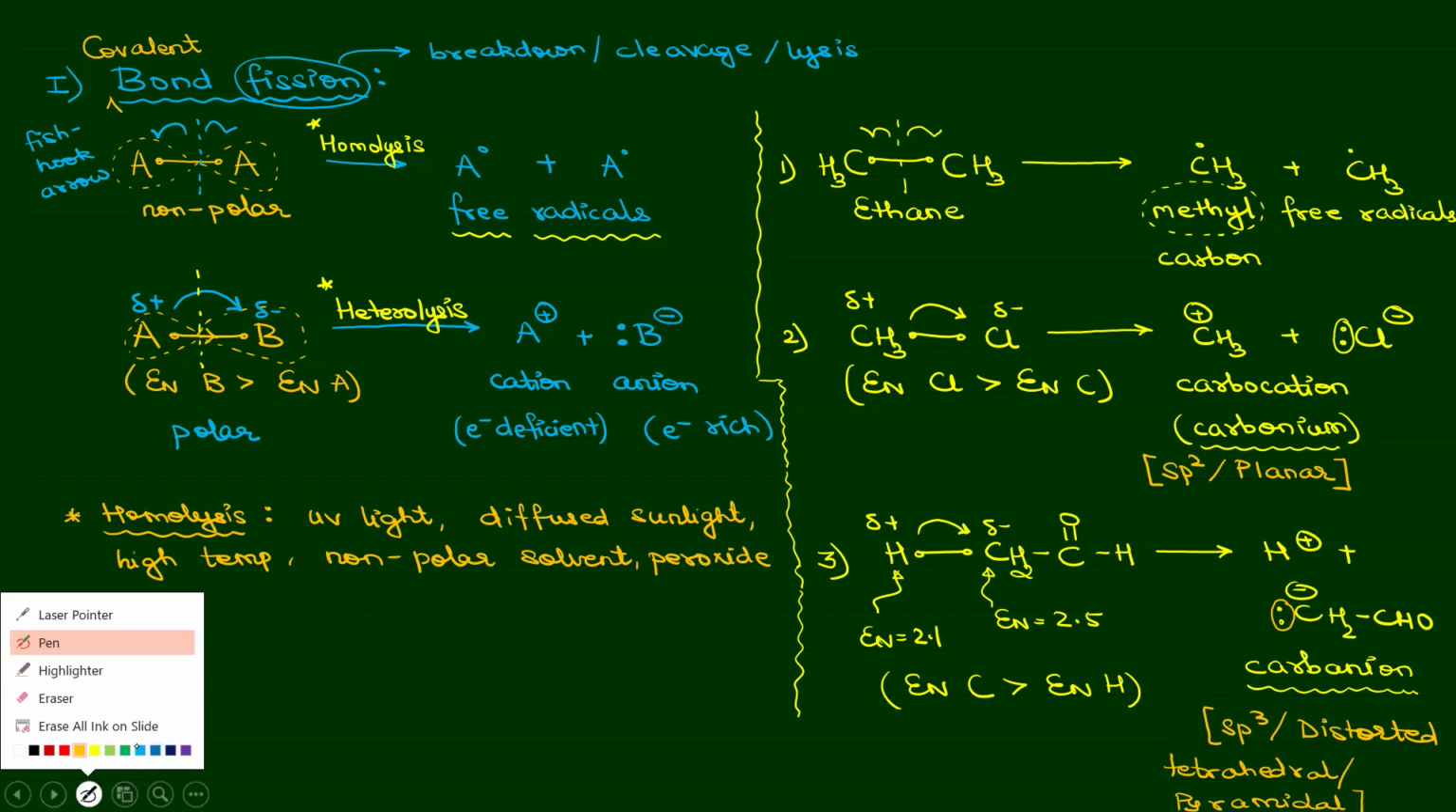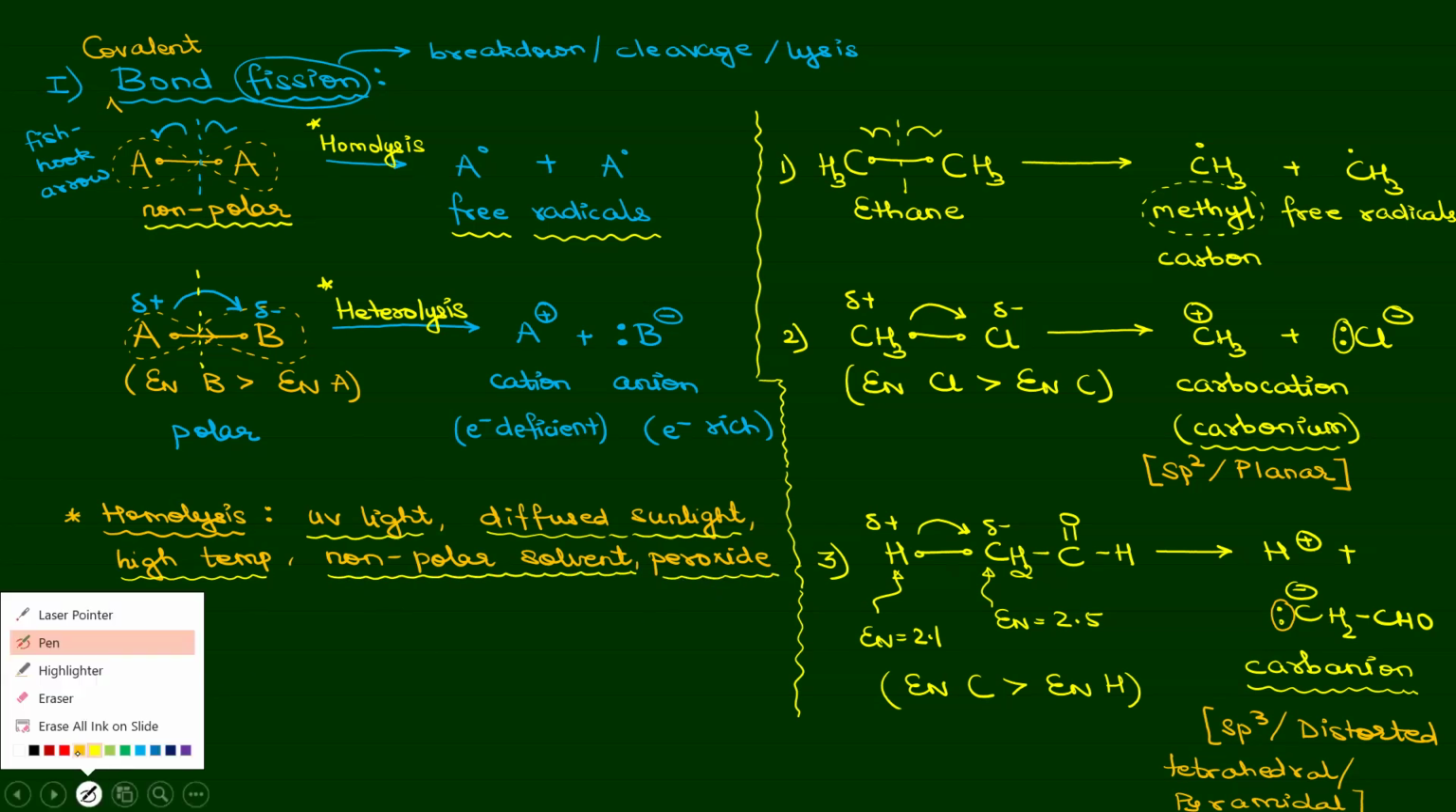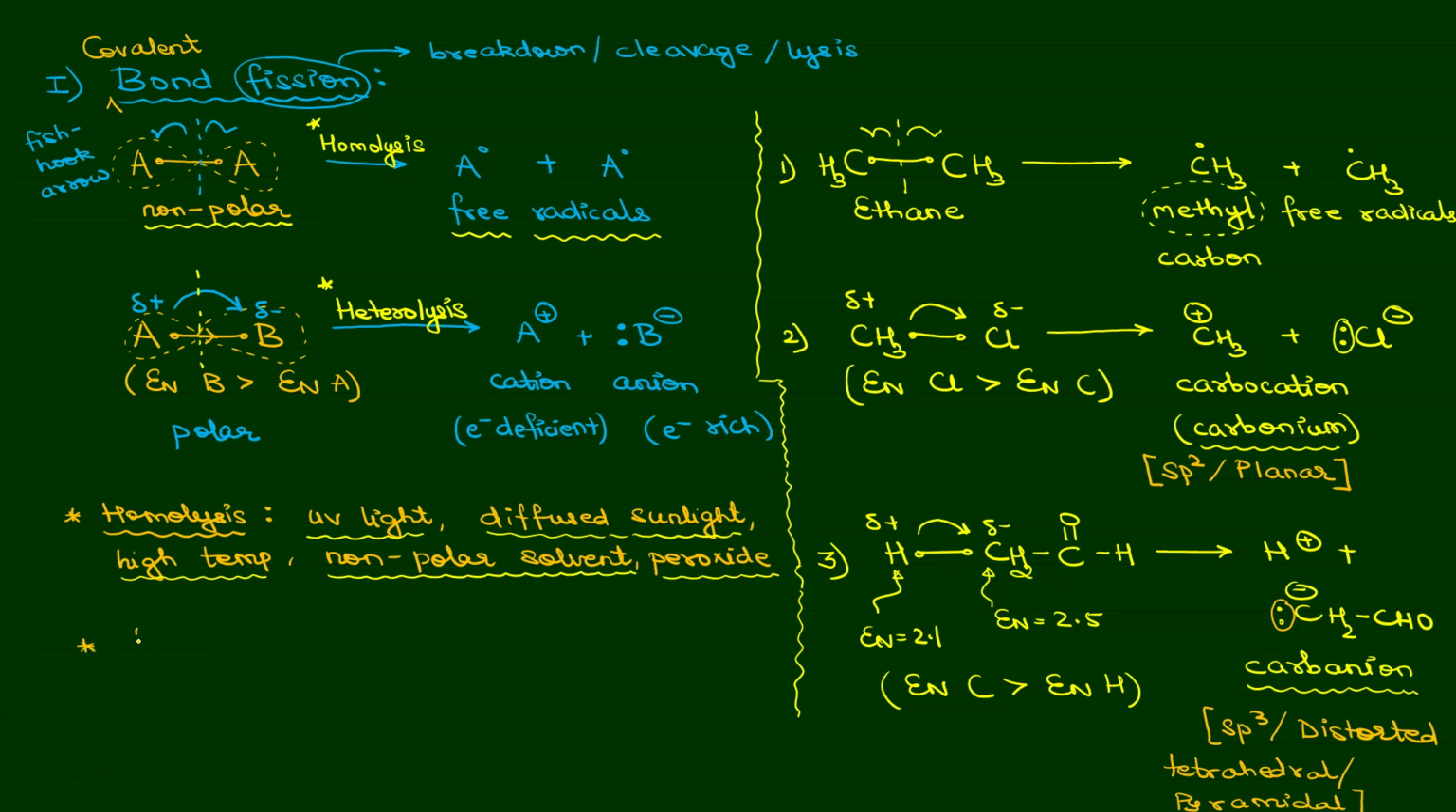Now let's understand these conditions. The first three conditions, UV light, diffused sunlight, or high temperature, all refer to providing more energy to the reaction. That energy could be provided naturally through UV light or sunlight, or by heating, simply by increasing the temperature. Since homolysis is related to non-polar compounds, they can be broken with the help of non-polar solvents. And peroxides, being a symmetrical structure, also help in symmetrical fission. That is why this is also an example of a homolysis condition.